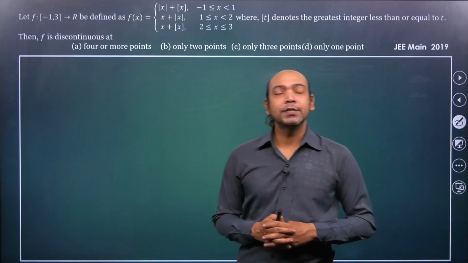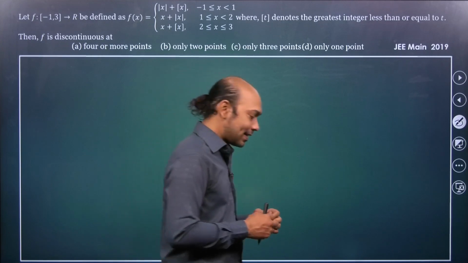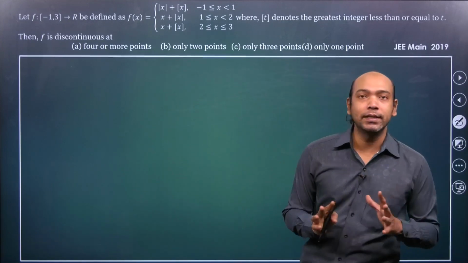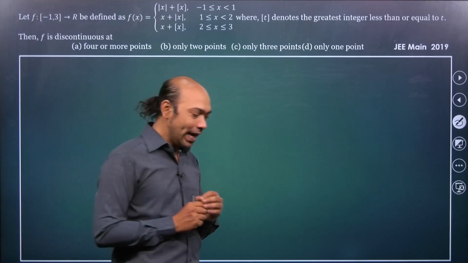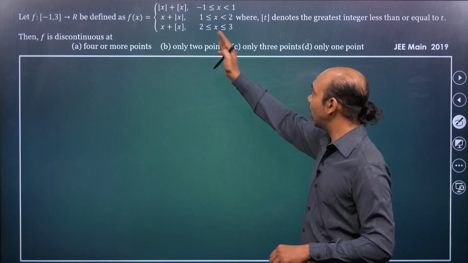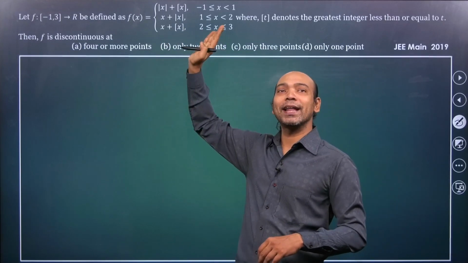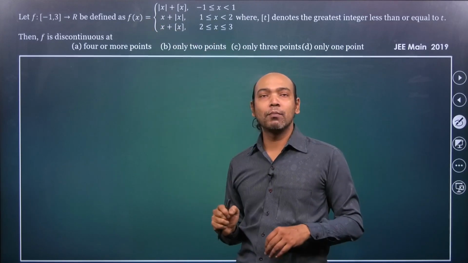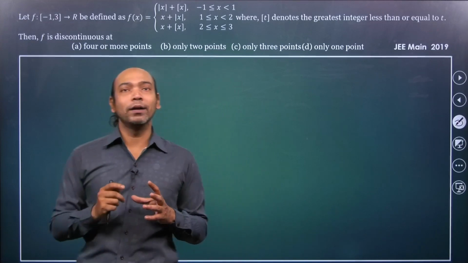Hi all. This particular problem, which appears in JEE Main, asks us to find the point of discontinuity. That's the first objective. Now we have to think twice before going ahead. Why? Because the given function has the greatest integer function and the mod function together. So first we open it one by one.